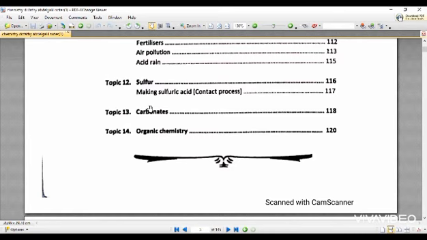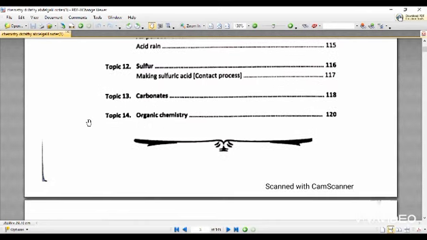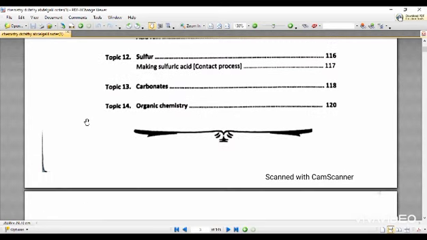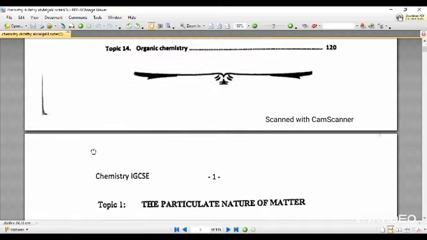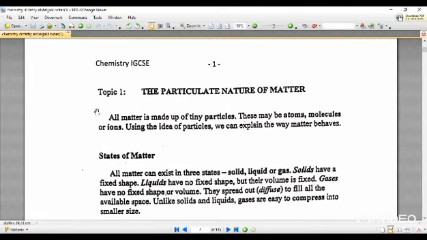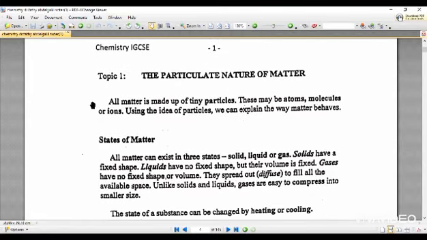It's a large one. It's a tall topic, but you will find that this topic is the easiest topic among your syllabus. Yes, it's a large topic, not a small topic, but it's very easy and it's very interesting. So let's start our topic number one, which is concerning the particulate nature of matter.